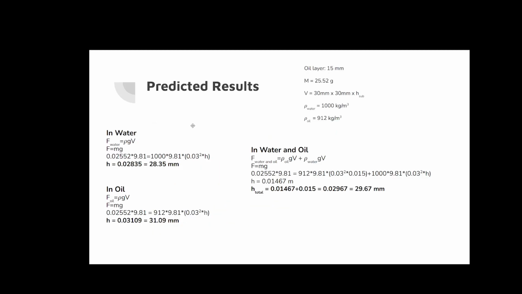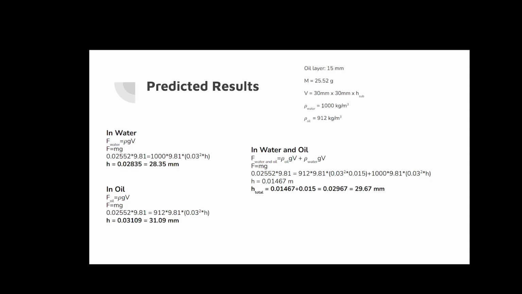So here are our predicted results. The oil layer we're going to set at 15 milliliters. The mass is 25.52 grams. This is the mass of the object. The base is 30mm by 30mm. This is fixed. This is the base face of the object, so the area that is underwater is not going to change. And then we have the height, which will change because as the object sinks into fluids of varying density, the amount that it sinks will not be the same for different fluids of different densities.